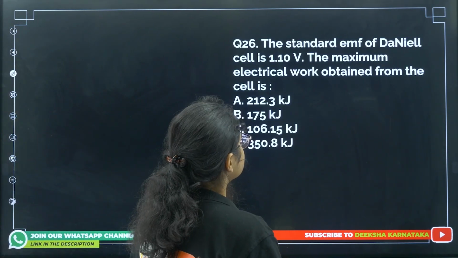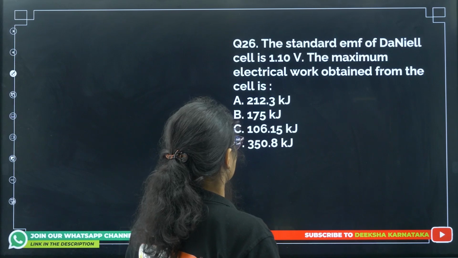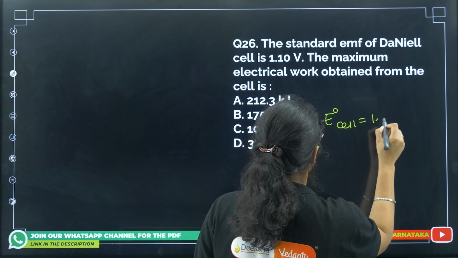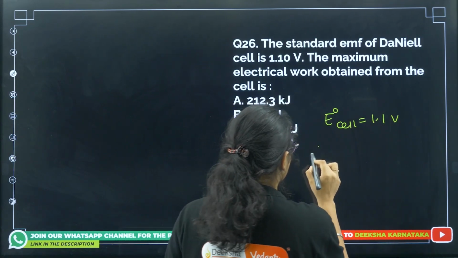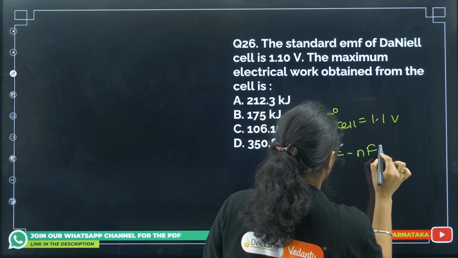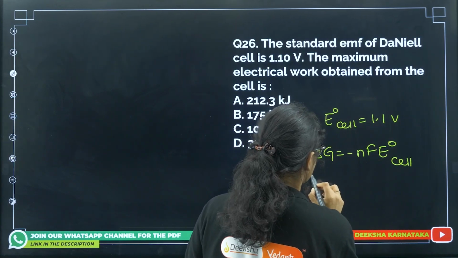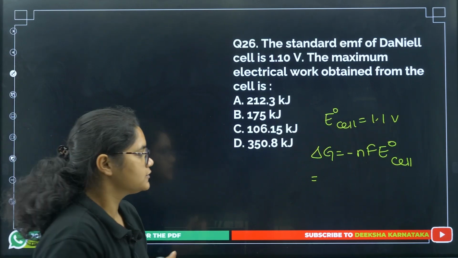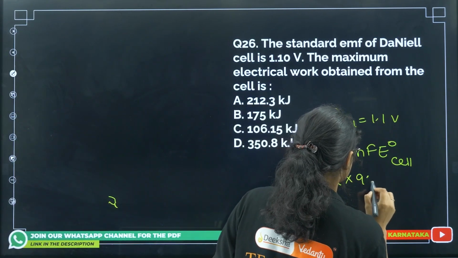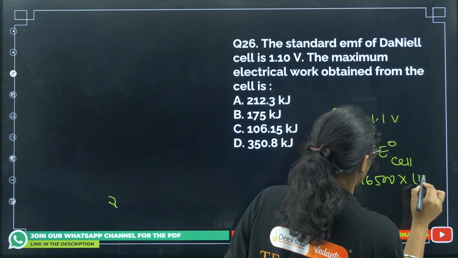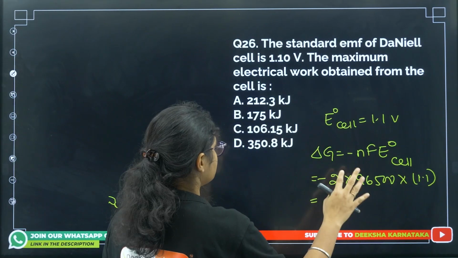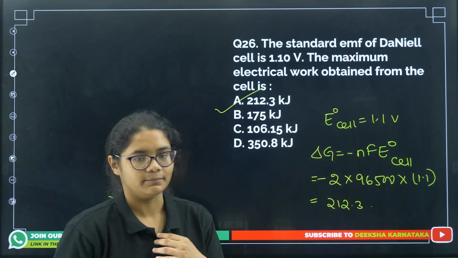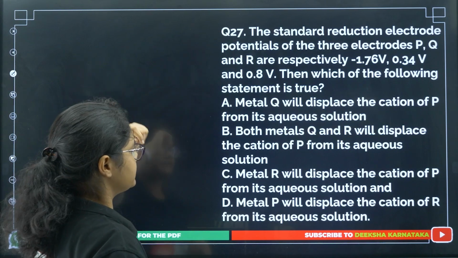Question number 26. The standard EMF of Daniell cell is 1.1 volt. Okay, standard EMF, that is E naught value is 1.1 volt, and the maximum work it can do, that is delta G, is equal to minus nFE naught of the cell. Right? Let us substitute the values for Daniell cell. If you remember, zinc and copper, number of electrons used is 2. So I can substitute, this is 2 into 96500 into 1.1. So if you multiply this, we will be getting around 212.3. The correct answer for this question will be option number A. Okay. Now let us move to the next question, that is 27.